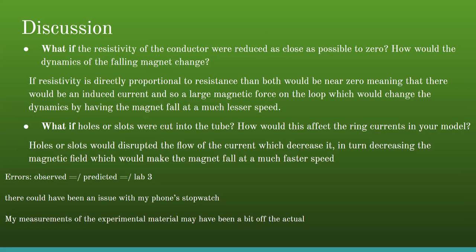So the force on the loop would be extremely strong, which would make the magnet fall at a much lower speed because it has to counter a stronger force. And if holes or slots were cut into the tube, this would affect the ring currents in the model because it would disrupt the flow of the current, which would decrease it, and in turn that would decrease the magnetic force, which would make the magnet fall at a faster speed.